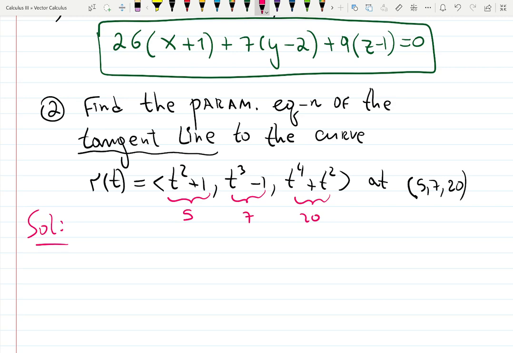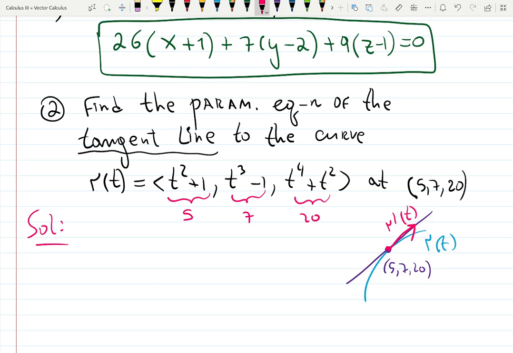Let me sketch the graph. There is a curve, that is my r of t. Here is a tangent line over here. That's the one we're looking for. Here's the point, 5, 7, 20. We need a derivative, r prime, at something, and we don't know at what. So we will have to figure out what this t is. R prime at what kind of t? T is not given, the point is given instead.